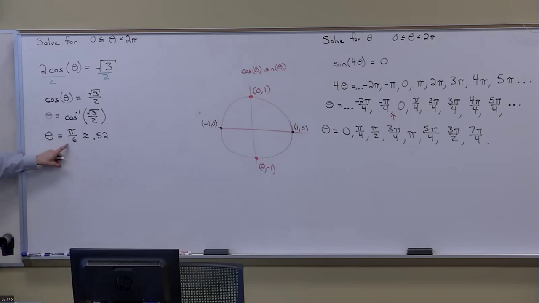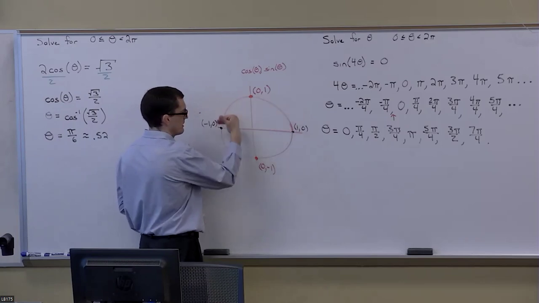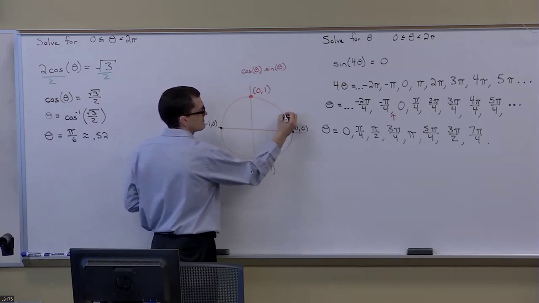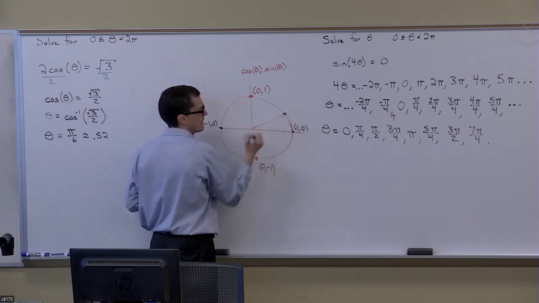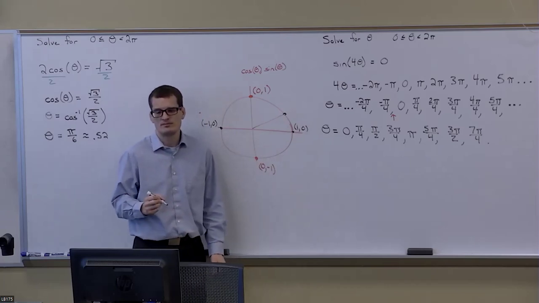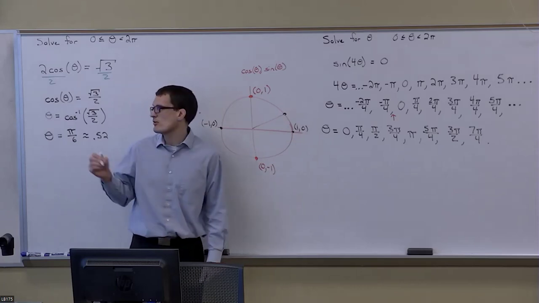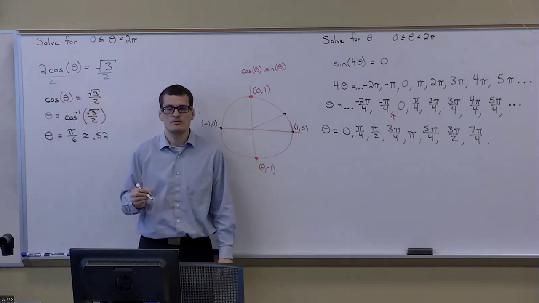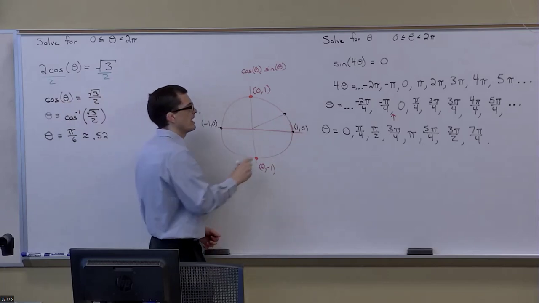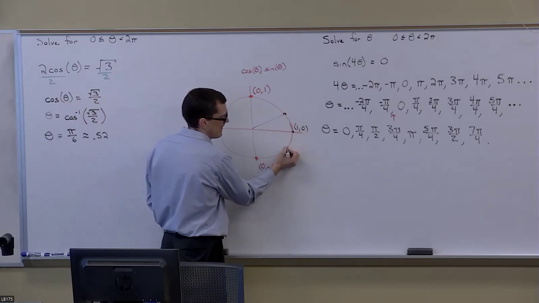So the question is, that gave me one angle when I did inverse cosine. And we're always going to get that. Inverse cosine is going to give me an angle between 0 and pi. So I got pi over 6, which is essentially this point right there. The other angle that's going to give me a cosine of square root of 3 over 2 is what I get when I project that point across the x-axis.